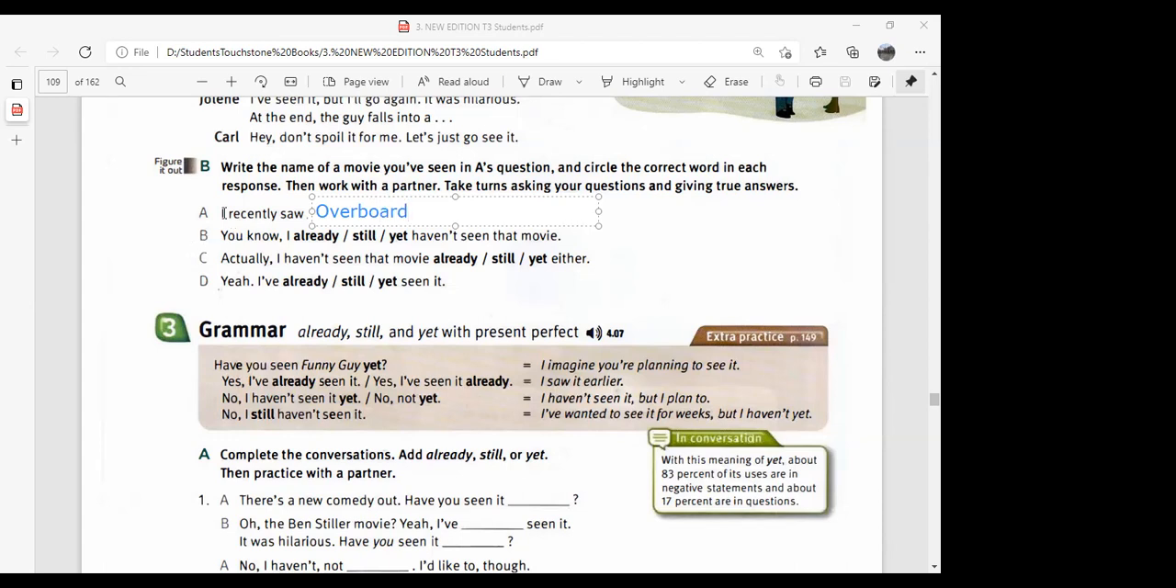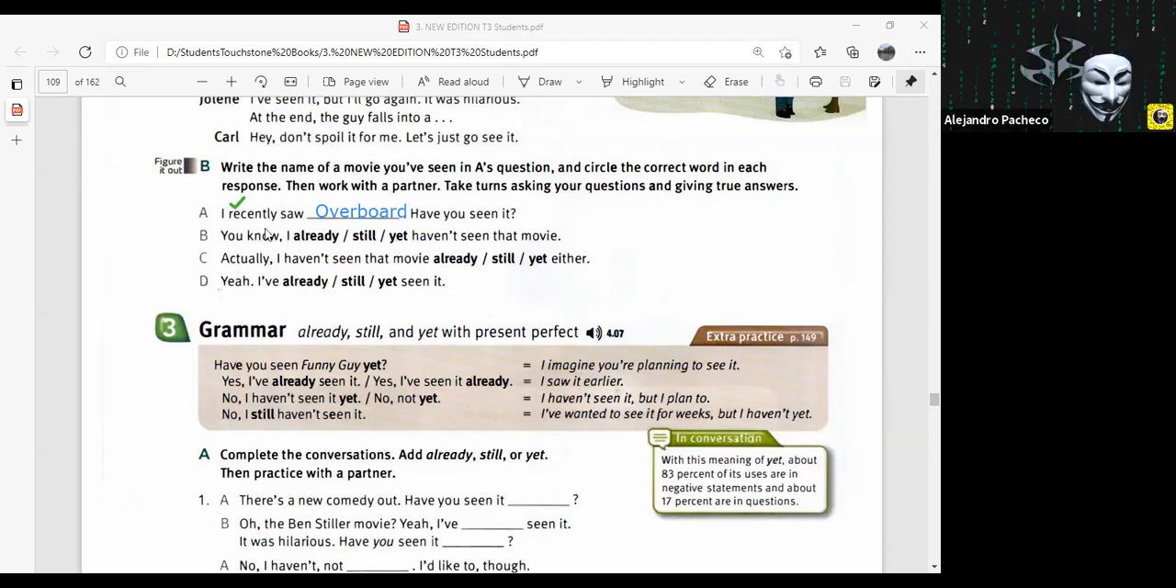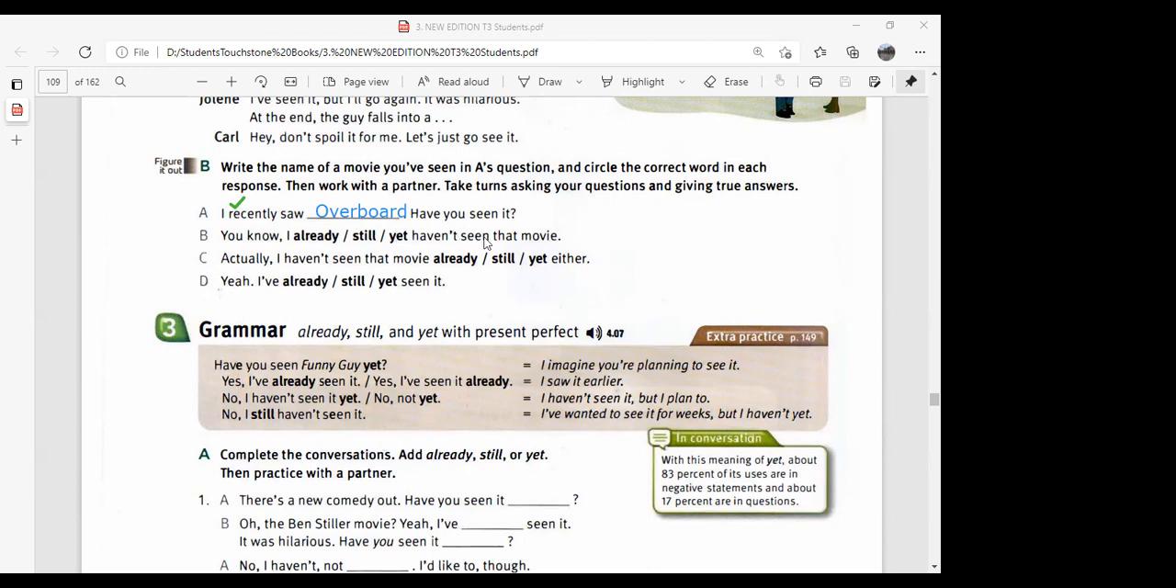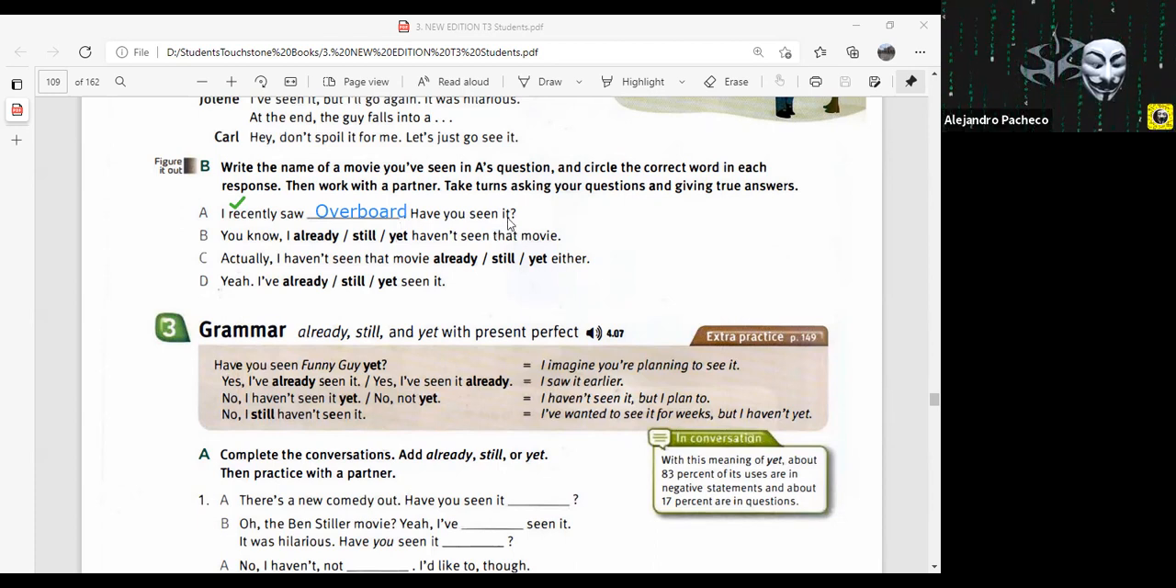Yes. I recently, Alejandro, recently. The stress goes here, recently. I recently saw Overboard. Have you seen it? Okay, Alejandro, I ask you. Can you read letter A? I recently saw Overboard. Have you seen it? Teacher, my audio keeps cutting out, I don't know if it's my computer.